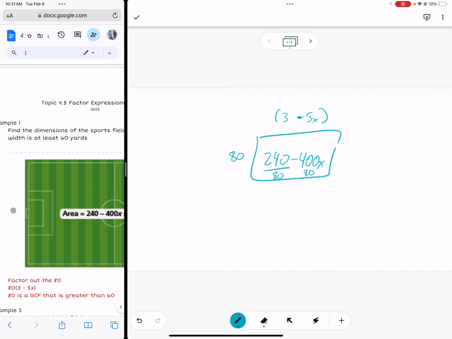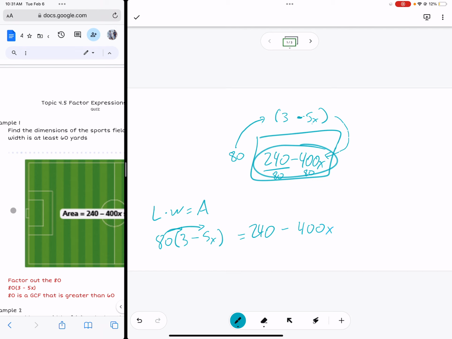And if this is correct, then if I multiply my length times width, what should I end up with? I should end up with my area, because length times width is area. So if I multiply 80 times 3 minus 5x, I should get this right here. 80 times 3 is 240. 80 times 5x is 400x. So if I distribute, then it's the same answer. So again, factoring is dividing. Distributing is multiplying. And you're just breaking it up into multiplication problems.